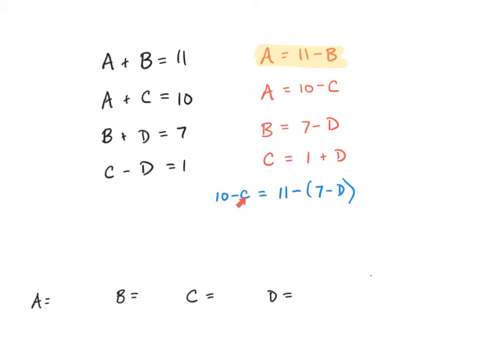So what I'm going to do is I'm going to take c, and I'm going to look up here and I'm going to substitute 1 plus d for c. So now when I rewrite this, this becomes c, which is 1 plus d, and then just rewrite everything else on the other side.